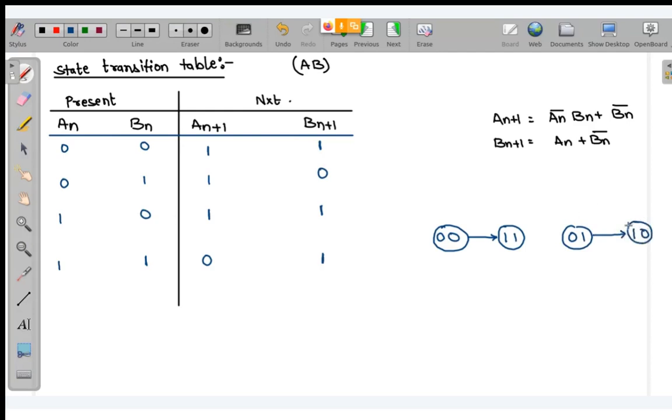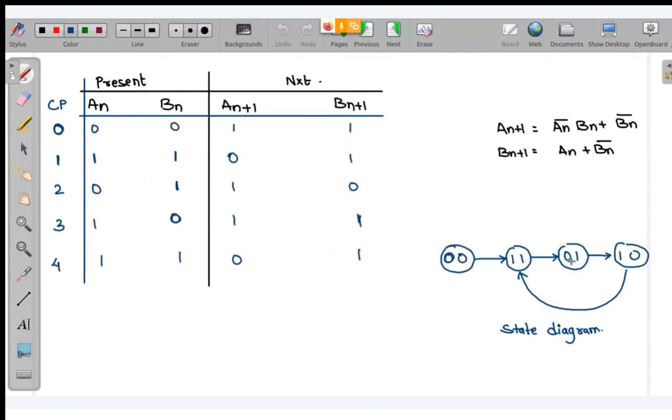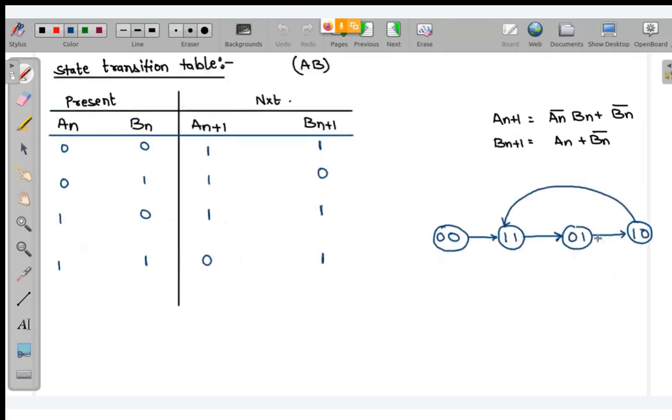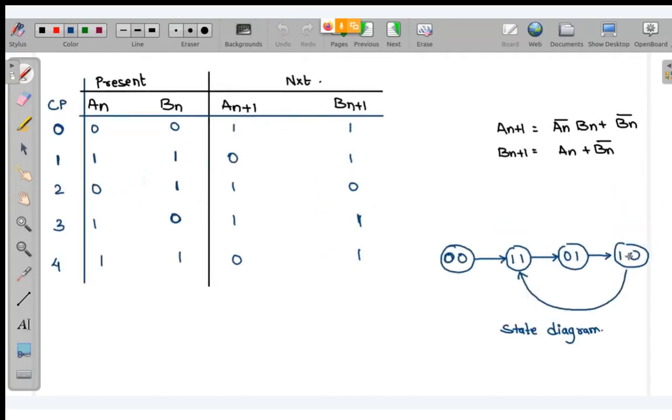From 10 you again go back to 11, okay? And from 11 to 01. So you can see the same state diagram we have, okay? Same state diagram. From 11 to 01, from 01 to 10, and again from 10 to 11. So the same state diagram we are having. Any way you want to draw, you can draw your state diagram, okay?